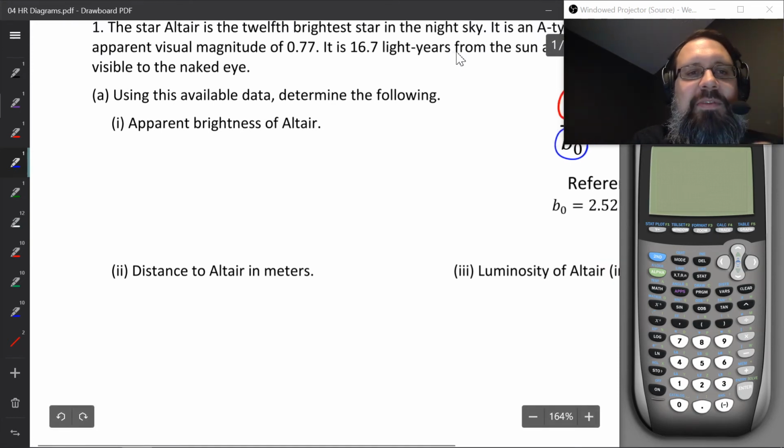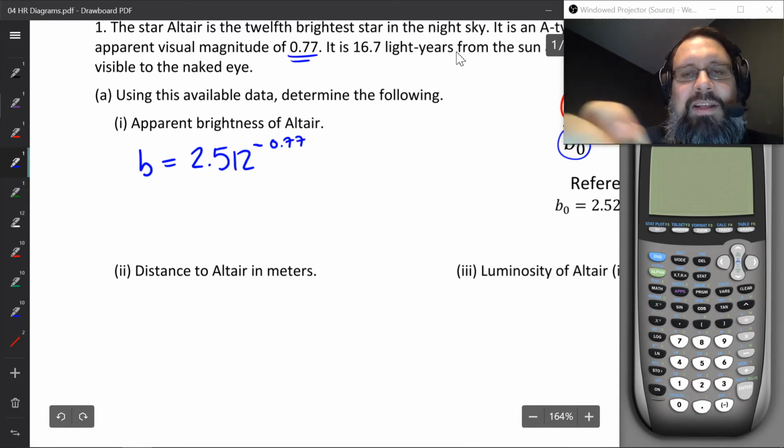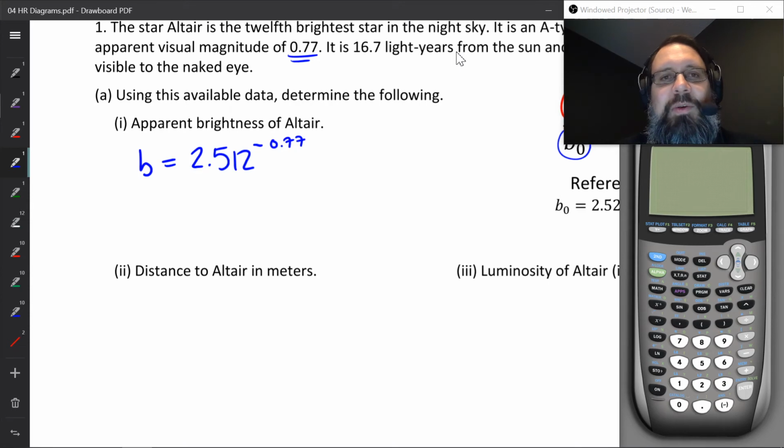So the brightness of Altair is going to be 2.512 to the negative 0.77. That 0.77 is the magnitude of Altair. We don't give the apparent brightness of stars, we actually measure the magnitude using this equation. When you do a Google search asking how bright Altair is, it's going to say the magnitude is 0.77. They won't actually give you the apparent brightness in watts per square meter. They're going to give you the magnitude number instead.